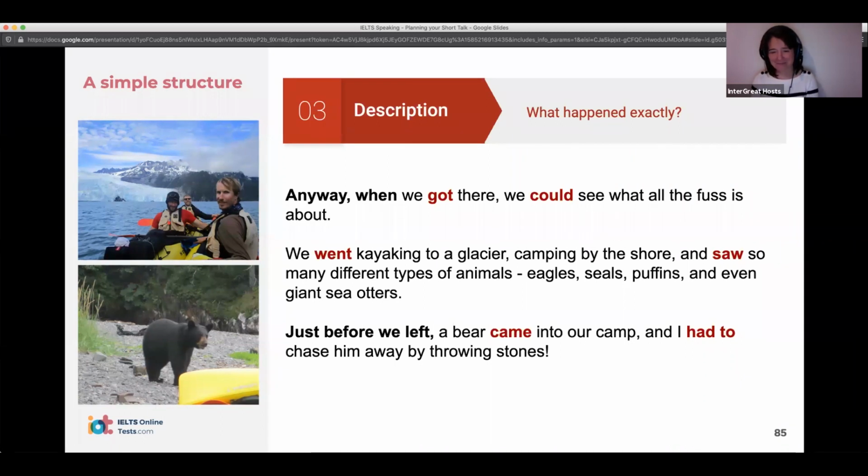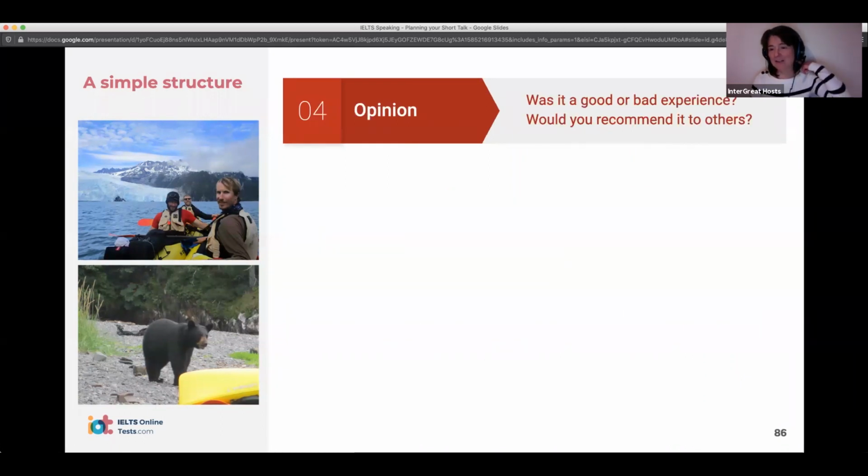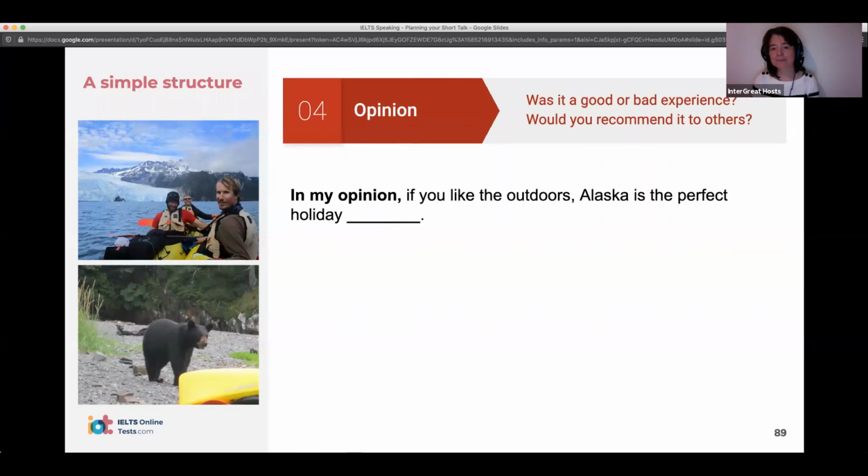Yeah. Okay. So then we talk about whether it was a good or a bad experience. So again, use an expression. So in my opinion. Okay, so again, here we've got the if clause. Somebody was asking about if clauses. So we have an if clause here. Yeah, perfect destination. Yeah, in my view, or for me, or any of those expressions to give an opinion is very good.